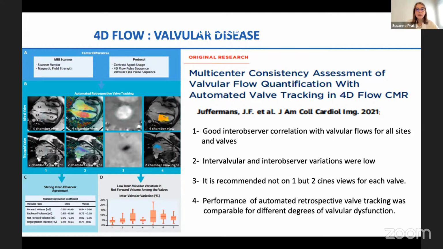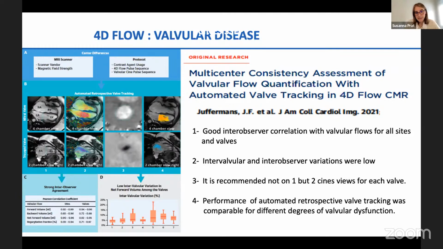And to do this automatic tracking of the valve, they recommend that instead of one cine image per valve, it was better to have 2 cine views for each valve, as we can see in this picture. To analyze the mitral and the tricuspid valve, they use the 4 chambers and the 2 chambers right or left view. And they conclude that performance of automatic retrospective valve tracking was comparable for different degrees of valvular dysfunction.